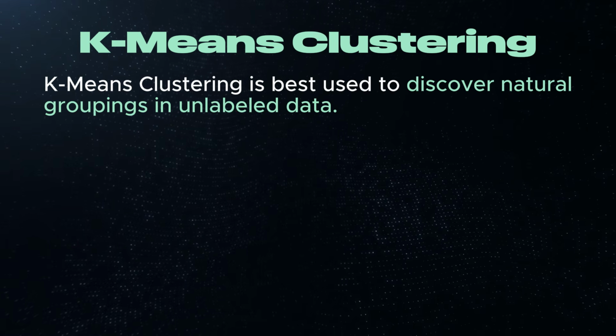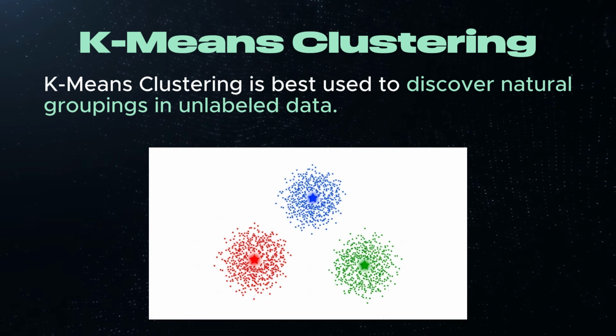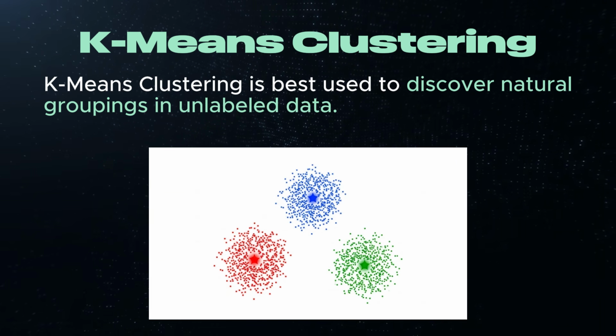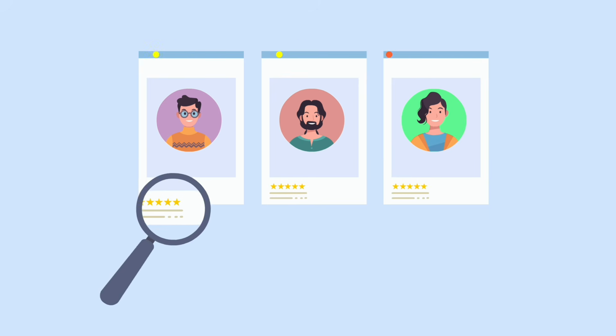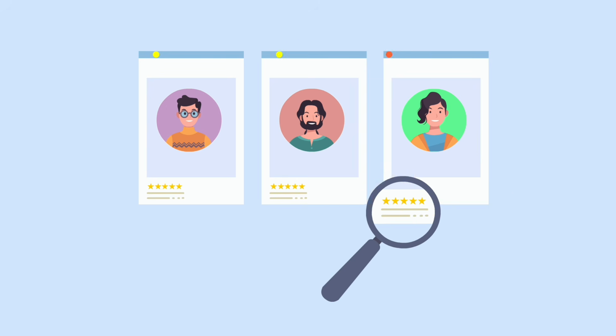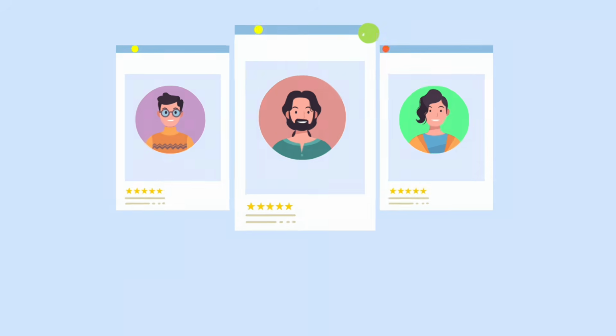K-means is best used when you want to discover natural groupings in unlabeled data. It's widely used in customer segmentation. For example, a retail company might use K-means clustering to group customers into clusters based on purchasing behavior, allowing them to tailor marketing strategies to each group.